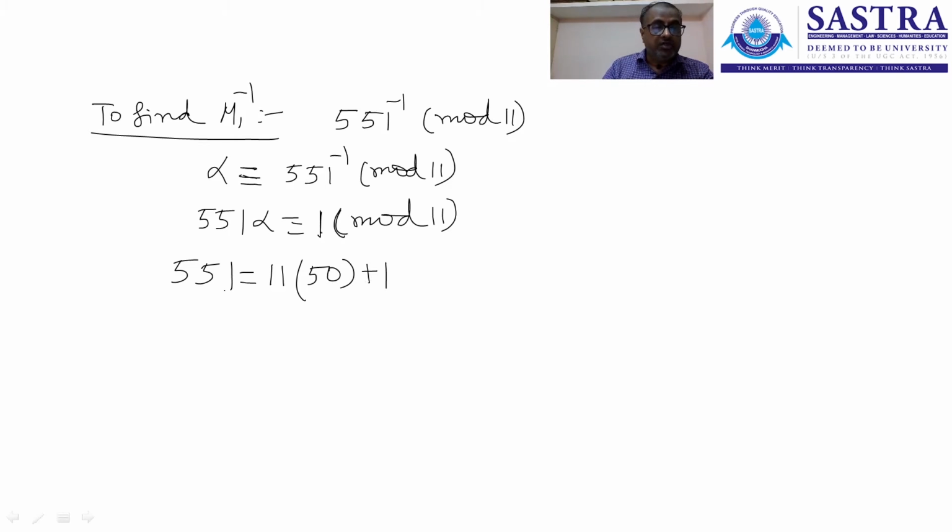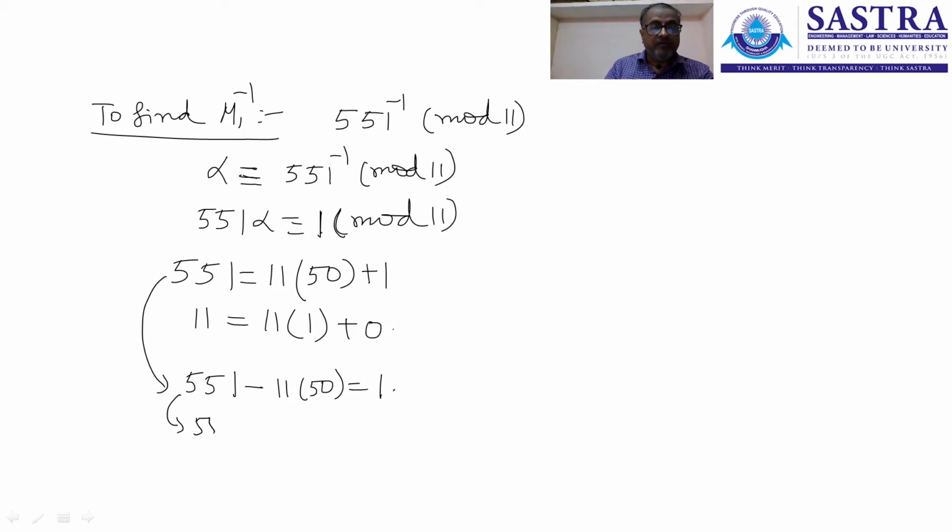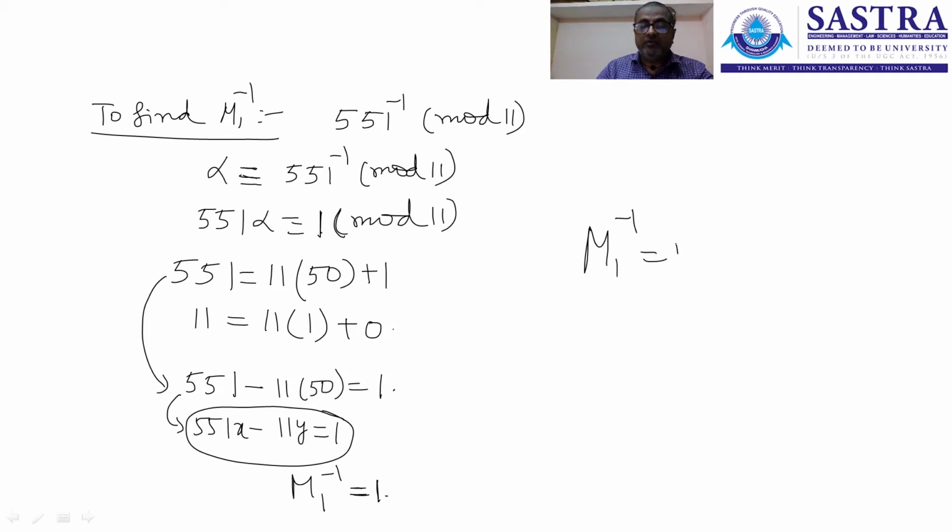Now I have to divide 11 by 1. So 11 plus 1 is equal to 0. When I rewrite this, I will have 551 minus 11 into 50 is equal to 1. This resembles the form 551x minus 11y is equal to 1. From this, I can conclude that M1 inverse turns out to be 1. Just remember this, M1 inverse is 1.